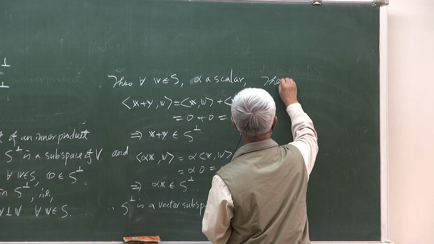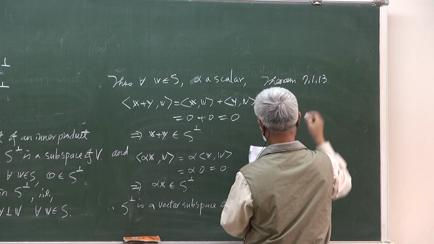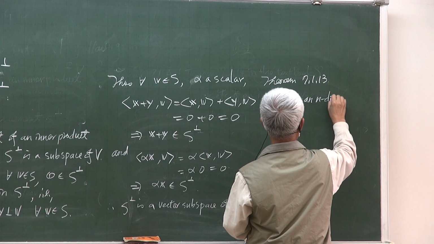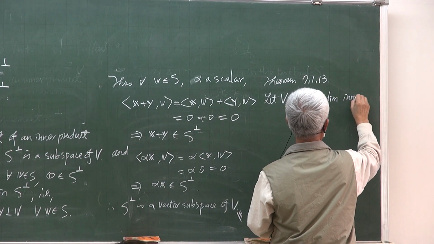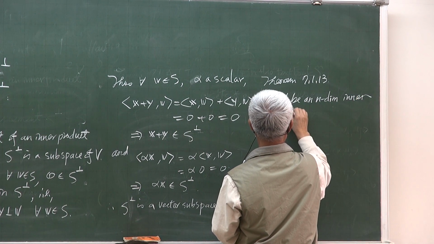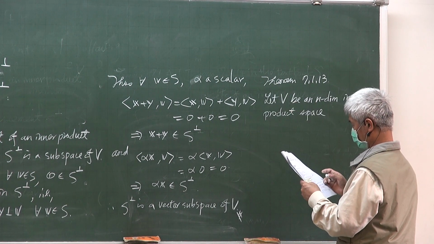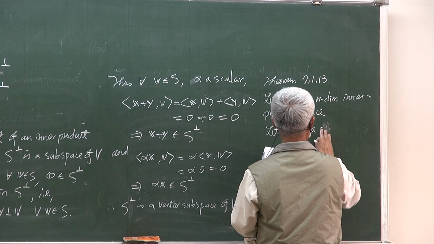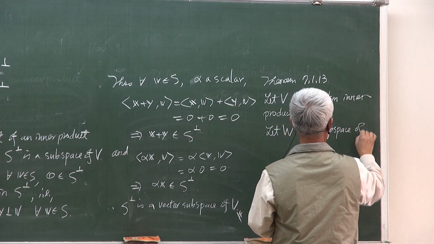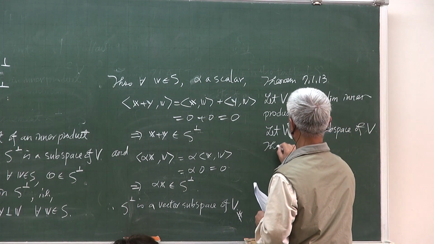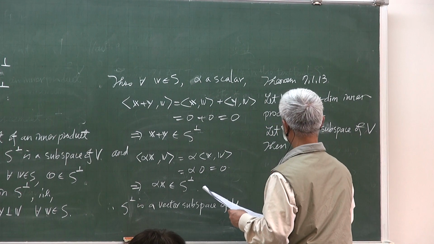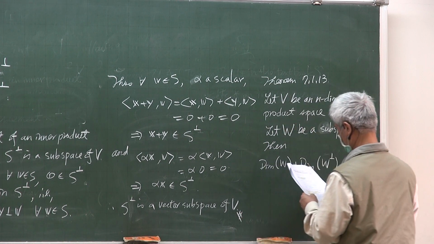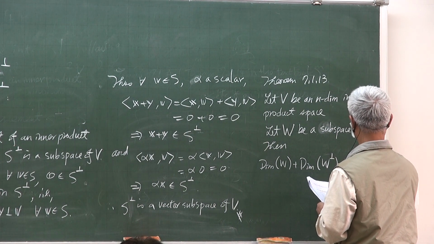All right. So now we prove a bigger theorem, 7.1.3. Let V be an n-dimensional inner product space, and let W be a subspace of V. Then the dimension of W plus the dimension of the perp of W is equal to the dimension of V, which is equal to n.